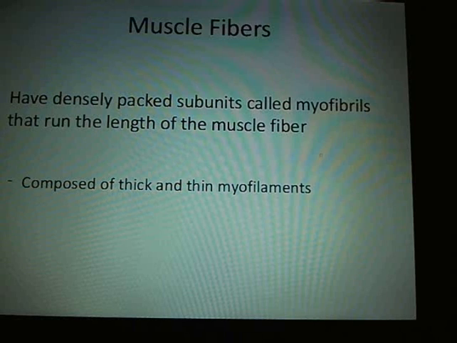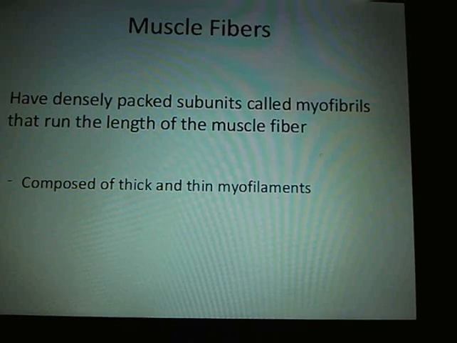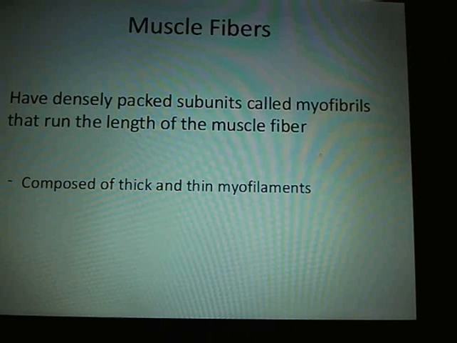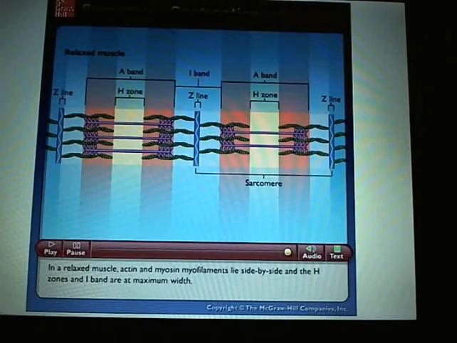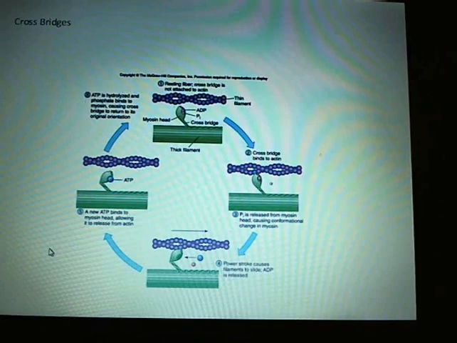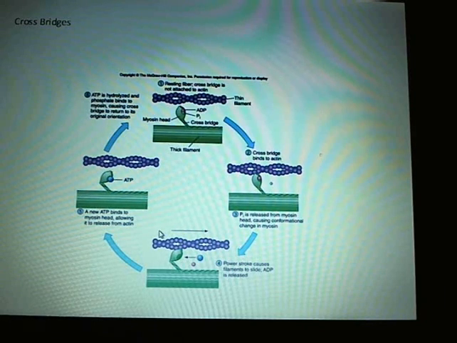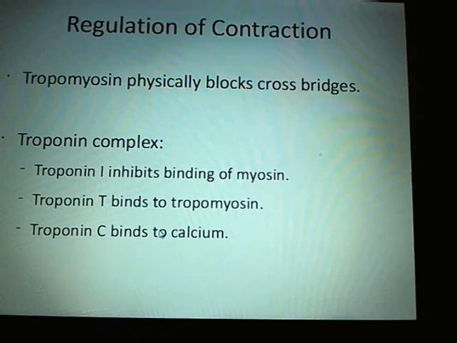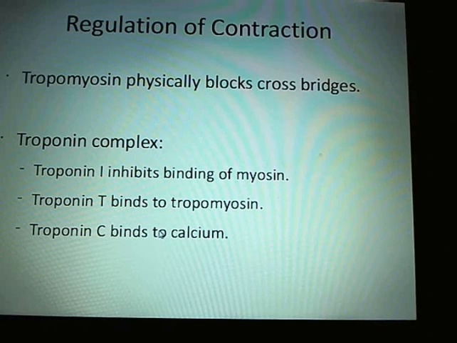Muscle fibers have densely packed subunits called myofibrils that run the length of the muscles, and they are made of thick and thin myofilaments. This is a video on sarcomere contraction, but I bet it's not going to play. Okay, you have cross bridges that form. Cross bridges, in order to form, need calcium.